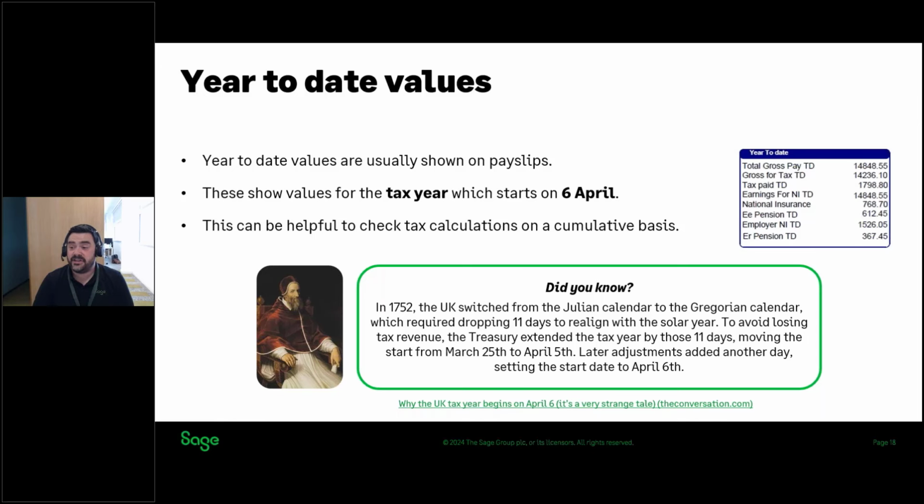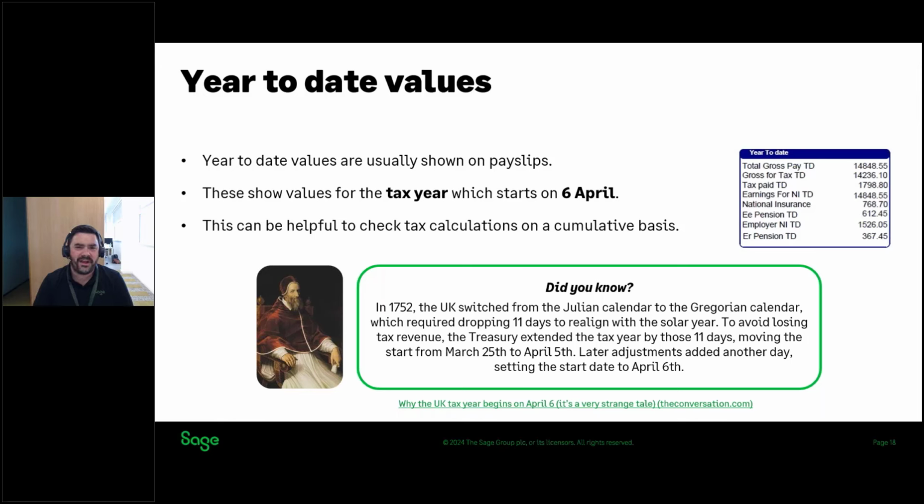Now, the Treasury, being the Treasury, didn't want to lose any tax revenue, so the story goes. Originally, the tax year did begin on the 25th of March, which again sounds quite random, but that was quite an important date known as Ladies' Day. And the 11 days added to it ended up starting the tax year on April the 5th. About 50 years later, there were some further adjustments made, again, to account for leap years and solar years, and it settled on a start date of the tax year being April the 6th.